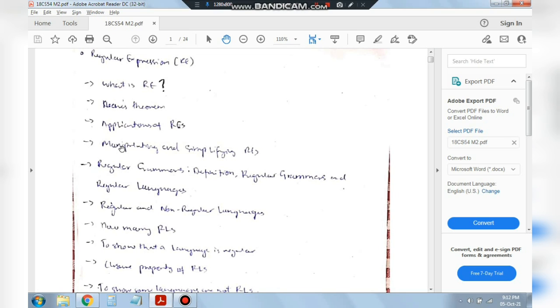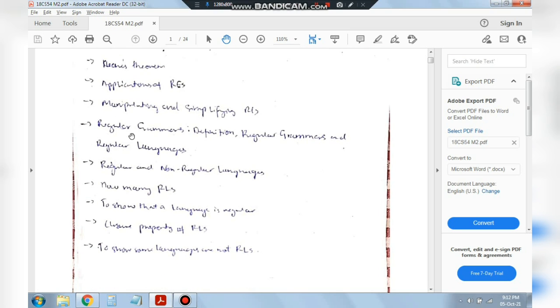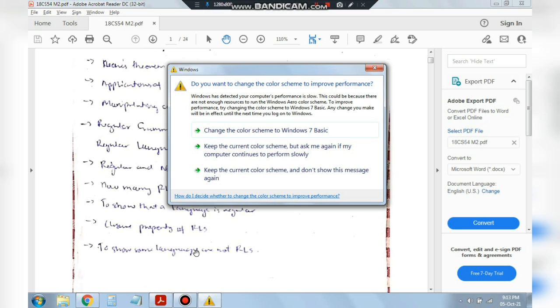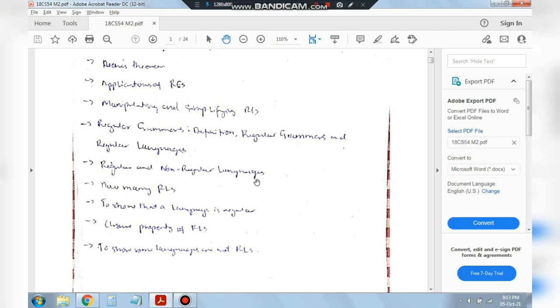Then we'll go to manipulating and simplifying REs, which is regular expressions, and then we'll look at regular grammar, the definition, and grammars with regular languages. Then we'll focus on the differences between regular and non-regular languages, and the closure properties of regular languages. The main important part is the pumping theorem, where we have to show that a language is regular or not regular. For that we'll be using a theorem in which three tests are there. By using that we'll check whether the language is regular or not.